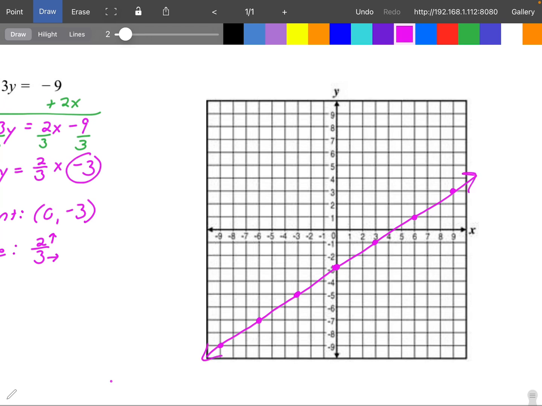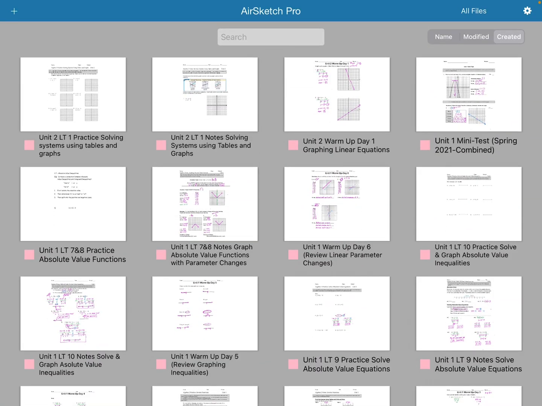Okay, so that's our quick review over graphing lines. Now we want to go ahead and take a look at our notes.